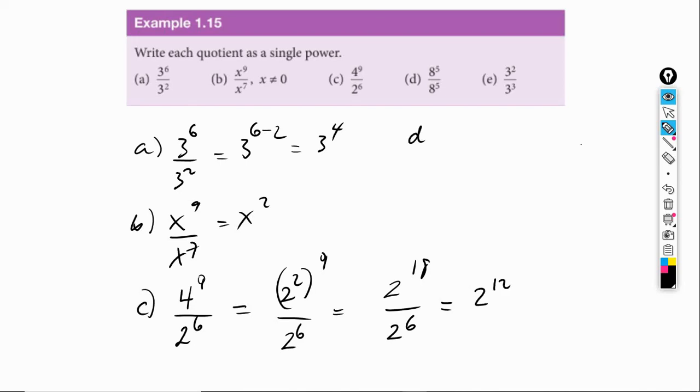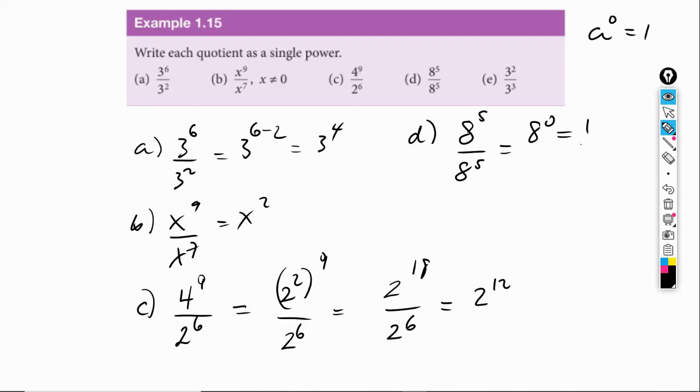D is 8 to the 5 over 8 to the 5. Now notice that this is interesting because you could just cancel out and get 1 right directly. But you can also write this as 8 to the 0. And this is equal to 1. This is where that general rule that says that any number to the power of 0 equals 1. This is why, as you can see in this example.